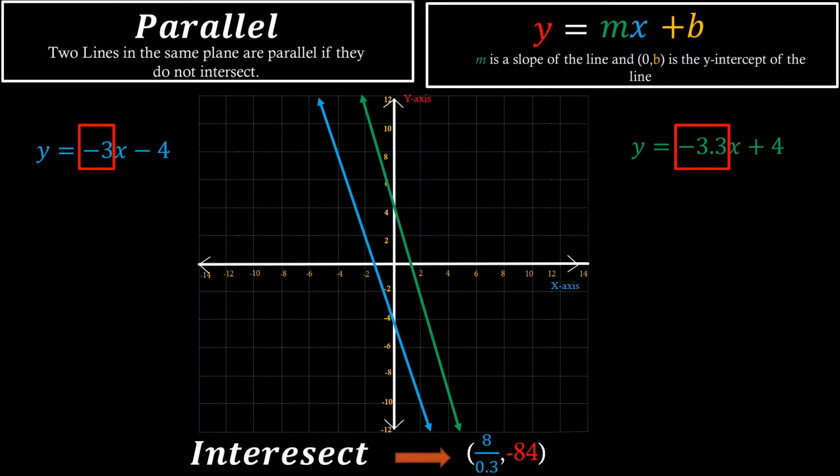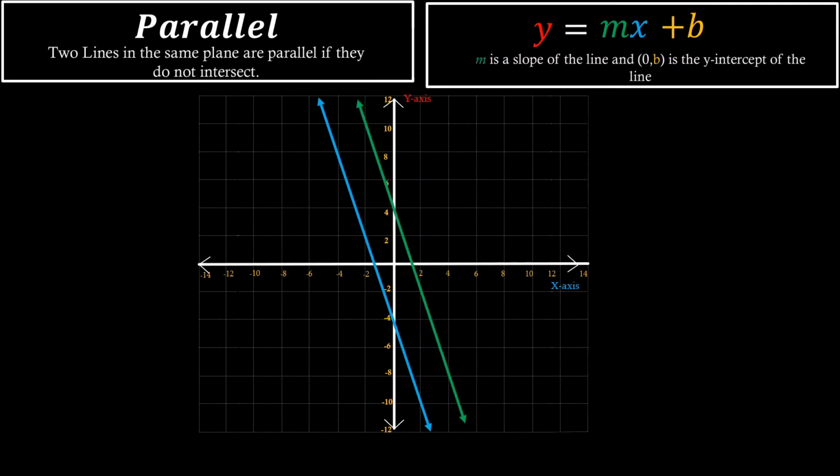Now what about these two lines? Are they parallel? If we take a look at the equations, we can see that both of them have the same slope, -3. So we can be sure that there are no intersections.